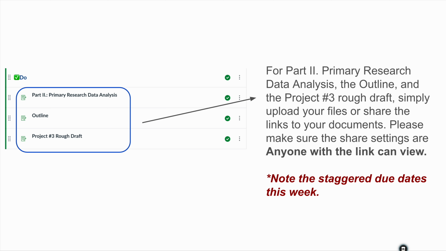The outline and the project number 3 rough draft, you're going to upload your files on the dates that those assignments are due. And if you decide instead to use something like OneDrive or Google Docs, just make sure that you add those links and that anyone with the link can view those documents.